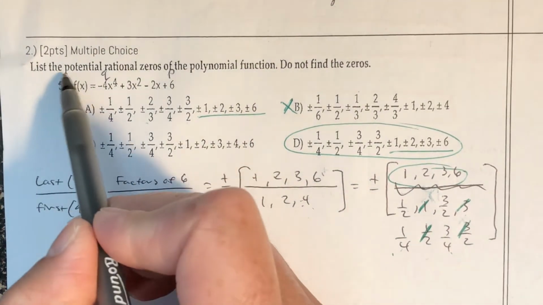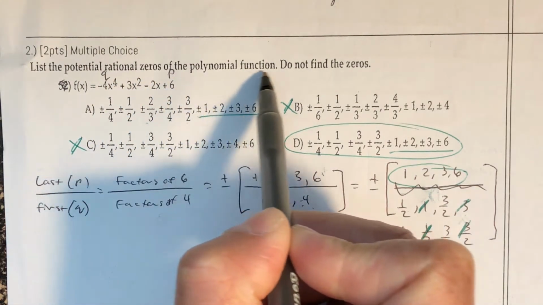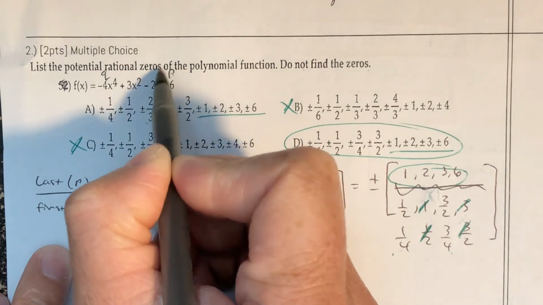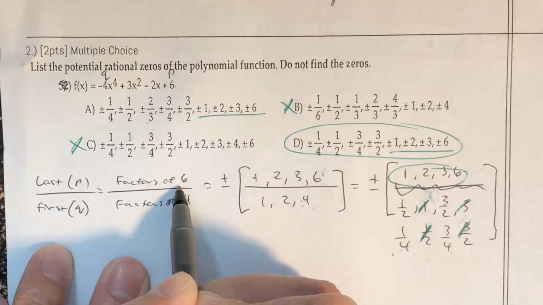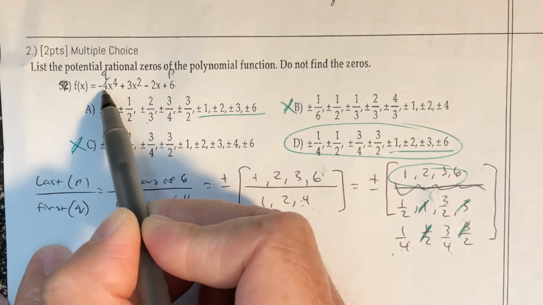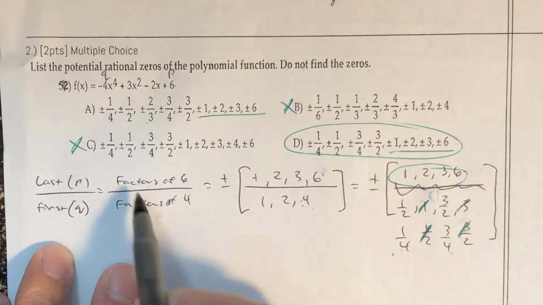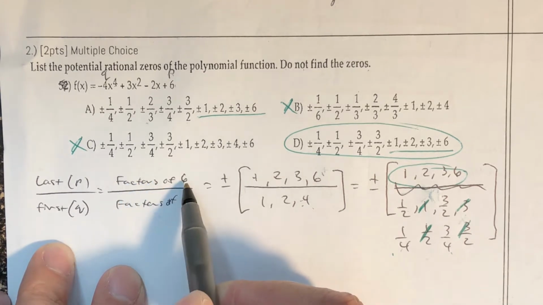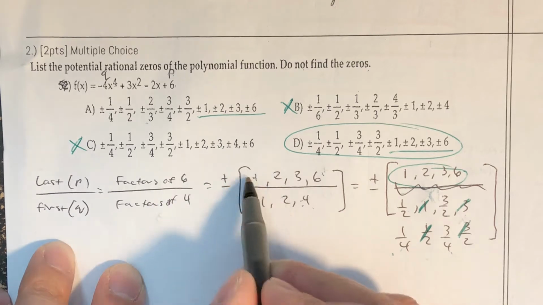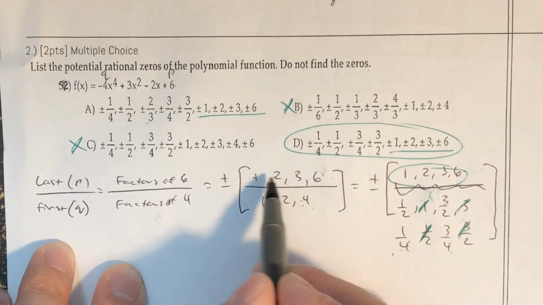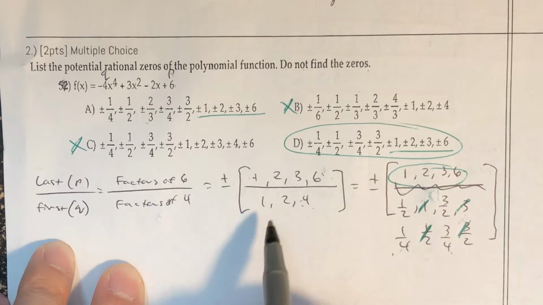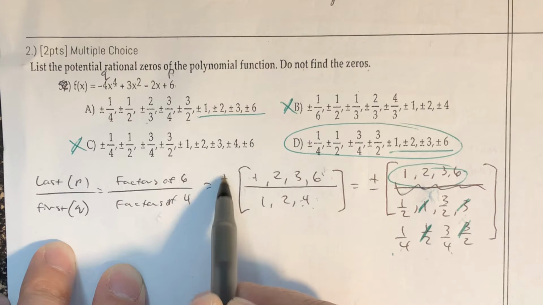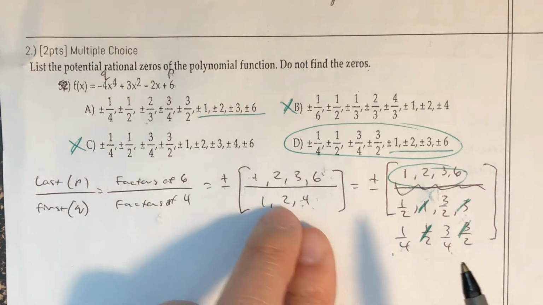Question number 2, list the rational zeros of the polynomial function. Do not find the zeros. So basically what you're doing is you're taking the last term, the last number there, which is 6, and then the first term, you're taking the absolute value, so 4. This is called the rational roots theorem, and basically what you're going to do is you list out all the factors of 6, so numbers that multiply to be 6, 1 times 6, 2 times 3, 3 times 2 is the same thing there, and then 4, 1 times 4 and 2 times 2. And essentially these are all the pluses and minuses, and they're a fraction, so you would do something like this.